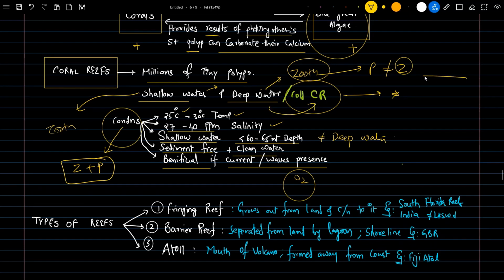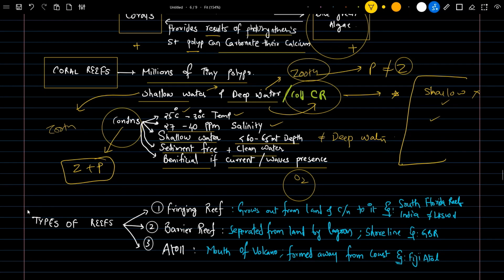In the exam there might be a question: coral reefs can be found only in shallow water. That is false, because in deep water also it can be found. But if the question is that zooxanthellae can occur only in shallow water, then it is true. Next, another question might be whether cold coral reefs are possible. Yes, it is definitely possible. They will be present.